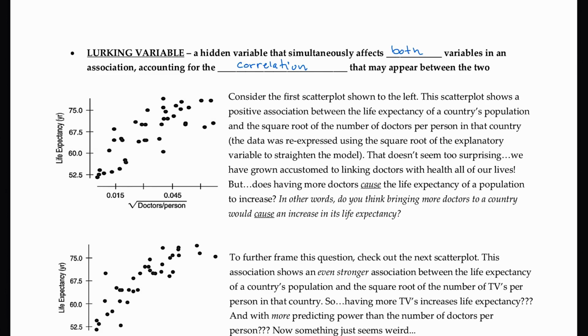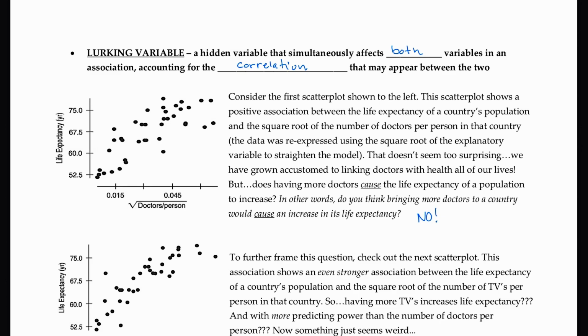What this means is that as the number of doctors per person increases, so does life expectancy. That doesn't seem too surprising, right? More doctors means more health, people live longer. But does this mean that if a country has more doctors, it causes the life expectancy of a population to increase? Do you think that, for instance, if a country's life expectancy is only 55 years old, we should ship doctors over because that will cause the life expectancy to skyrocket? What do you think? Hopefully you said no.